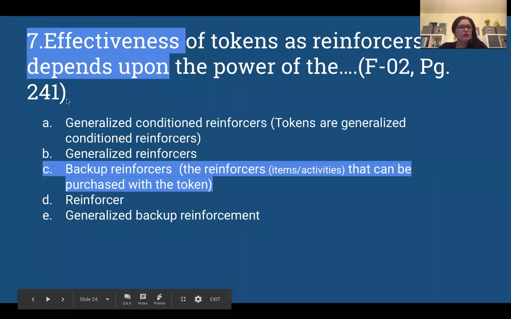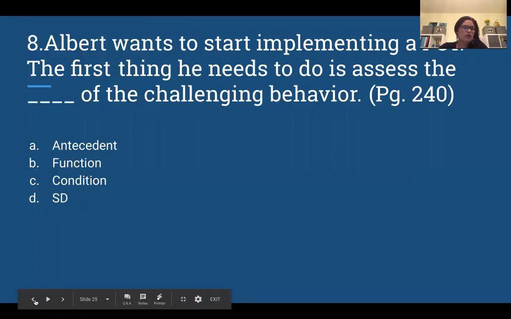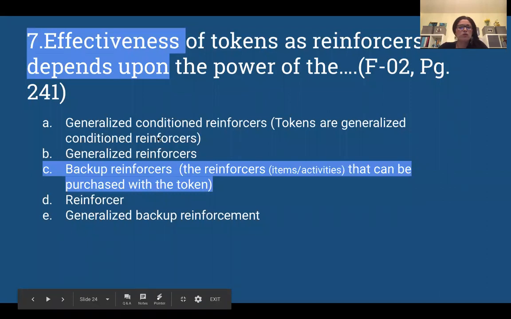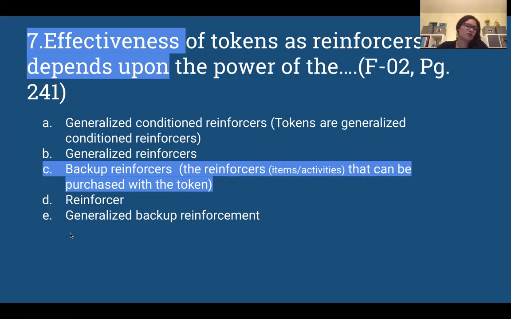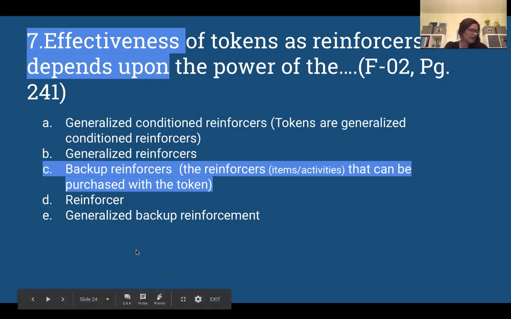So we already went over this one, and the key thing is backup reinforcers. They actually need to be reinforcers. So question, I already wrote it here, but the tokens are what? Generalized conditioned reinforcers. Why are tokens generalized conditioned reinforcers? Because you can pair them with almost anything. Exactly. Can you give me an example of a generalized conditioned reinforcer?